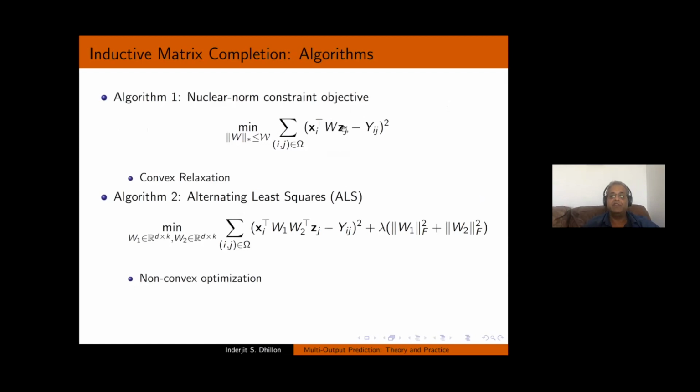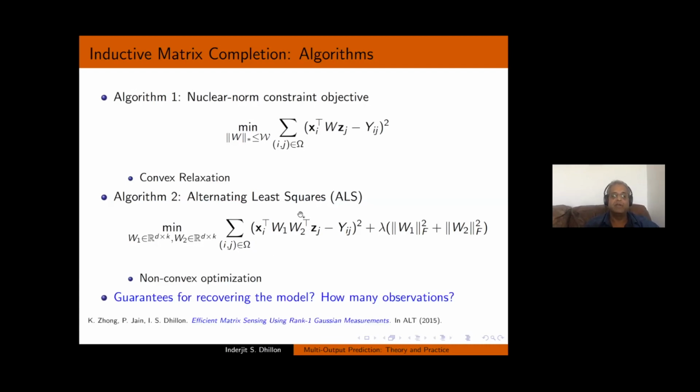Earlier this was ej, the jth column of the identity, when there was no feature associated with the output. Again, I can have two very similar algorithms: convex relaxation, using the trace norm minimization, and this one using alternating least squares.